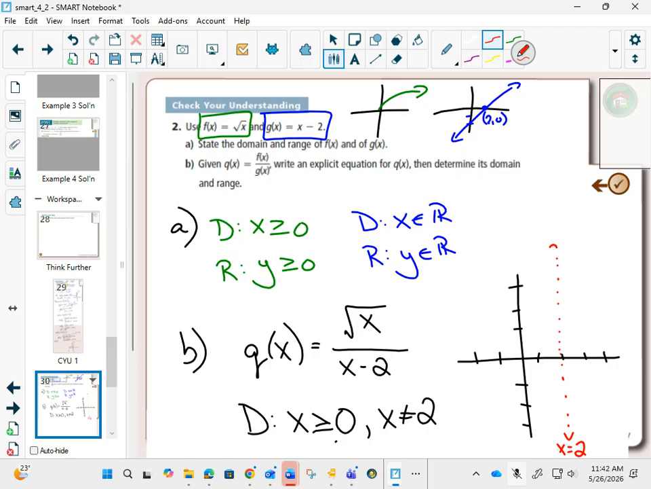Also from chapter 2, the degree of the top is a half because the square root is x to the half. The degree on the bottom is x to the 1. The degree is bigger on the bottom, and that tells us we're going to have a horizontal asymptote at y equals 0.